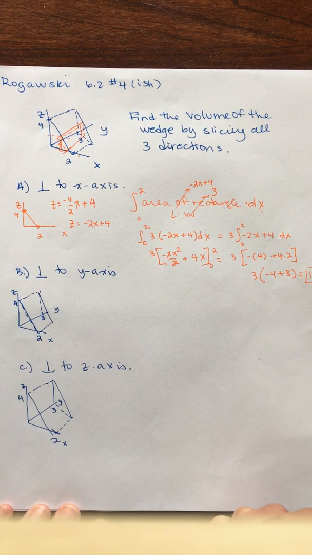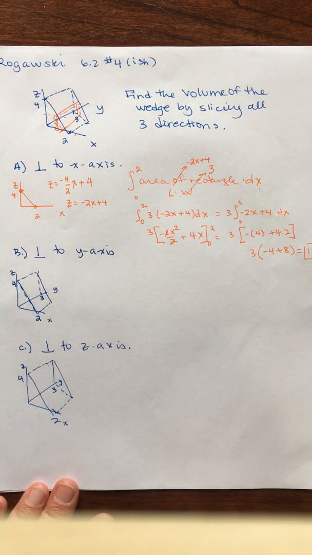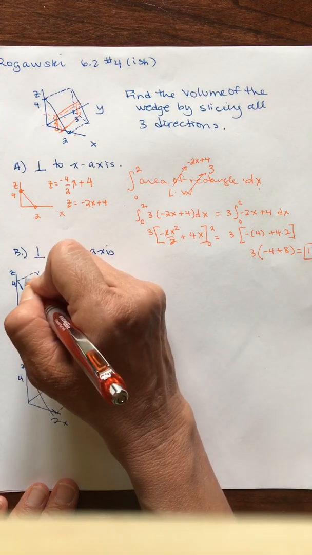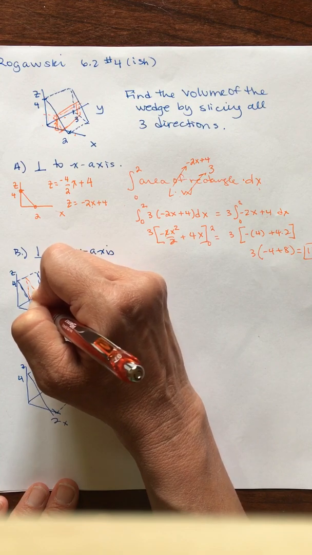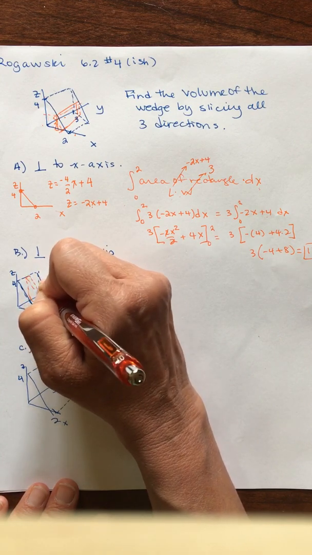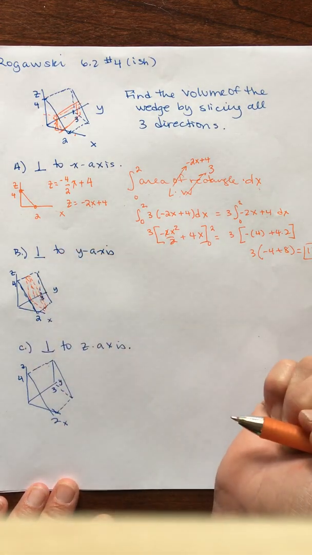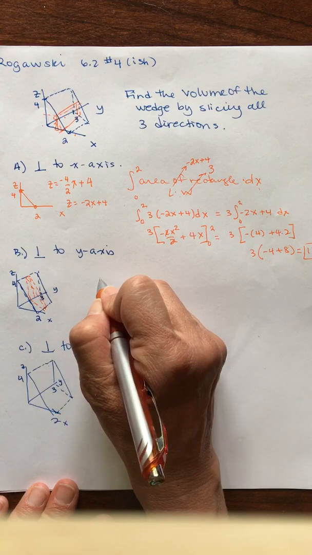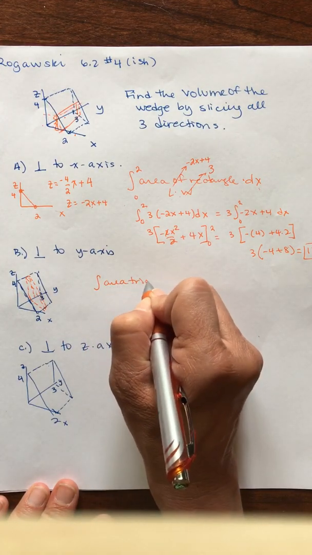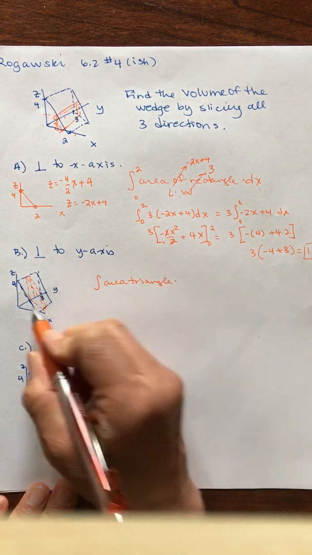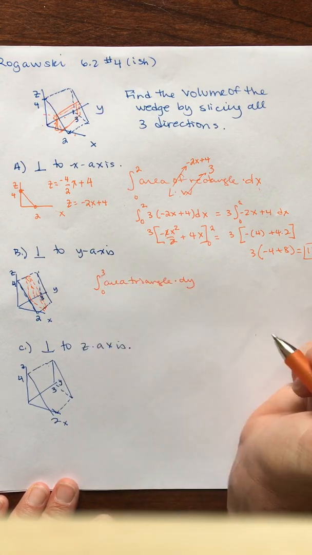All right, so now let's see if we get the same thing, hopefully, if we cut perpendicular to the y-axis. Okay, so here's my y-axis, so if I cut those wedges, oh, my 3-dimensional drawing is just scary. It looks like a little triangular wedge. So now I'm going to integrate the area of the triangle, and then I have a little dy, that's my thickness. And my y's go from 0 to 3.